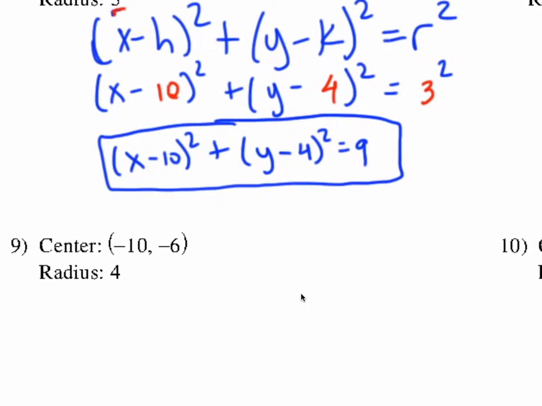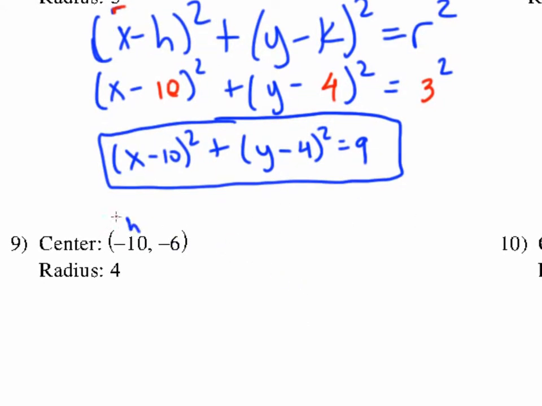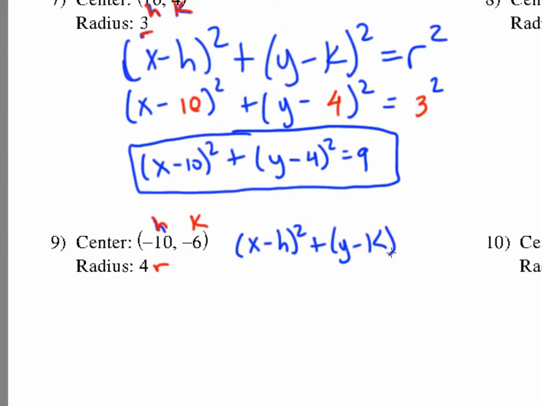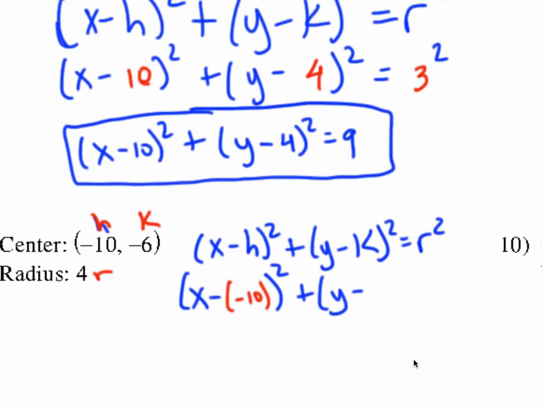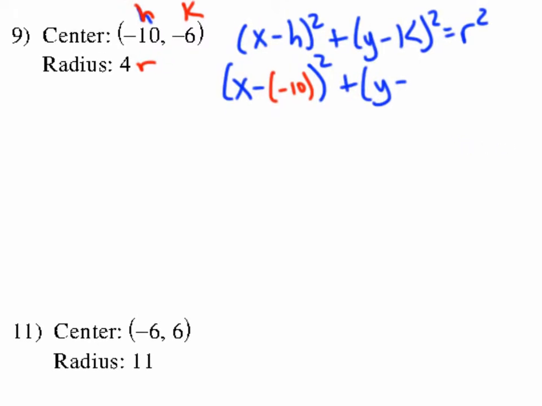Now if we try something like number 9, same thing. Again, you have h and k, and this is your r. So we write it out for now: x minus h squared plus y minus k squared equals r squared. So x minus, keep the minus, don't forget about that, h. What is your h? It's negative 10. So x minus h squared plus y minus k, what's my k? It's negative 6, squared equals, my r is 4, 4 squared.